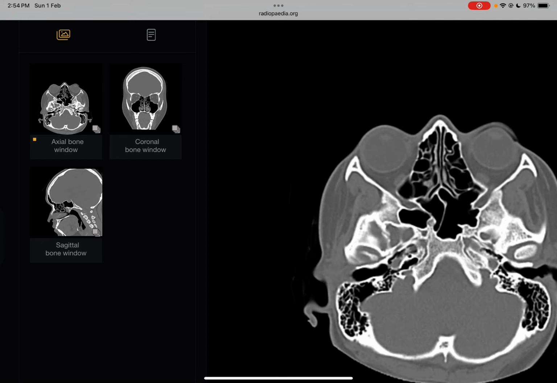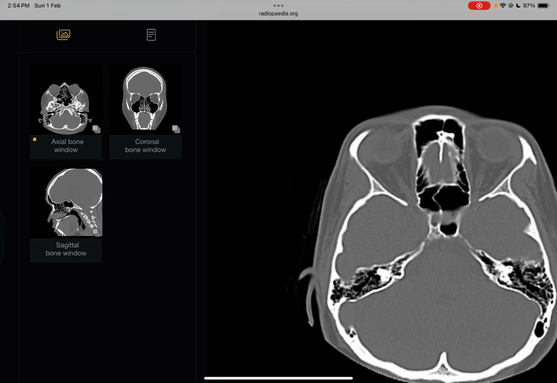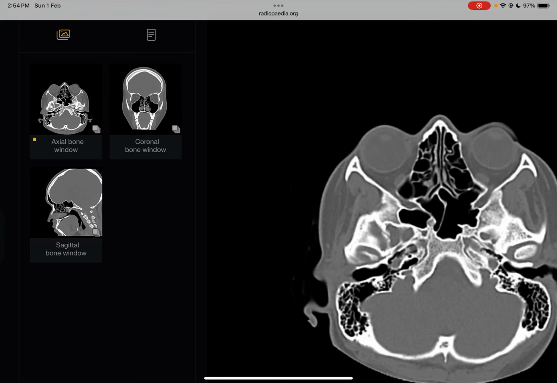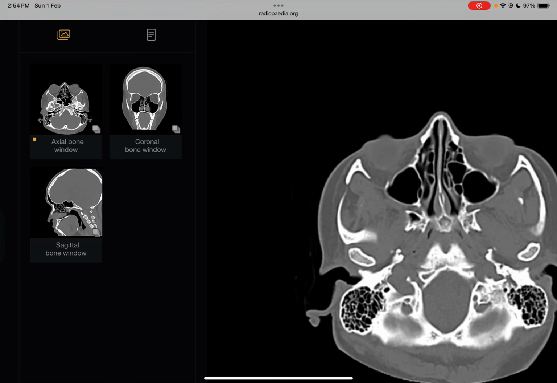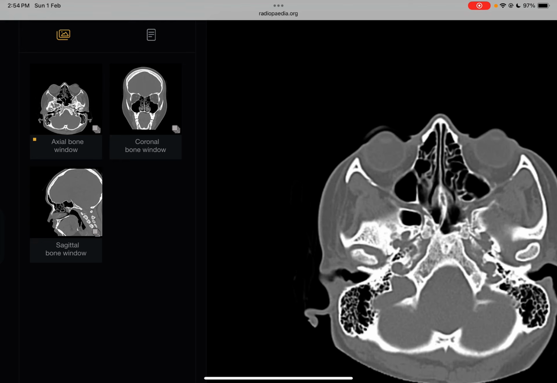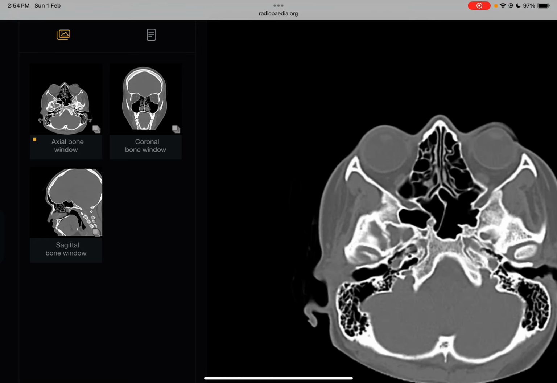For the axial section, we'll just see the sphenoid. These are the sphenoid sinuses opening into your sphenoethmoidal recess, right? So just find a plane where we can see the sphenoid sinuses. Here is the plane opening into your sphenoethmoidal recess, right? So this was about your normal PNS anatomy.